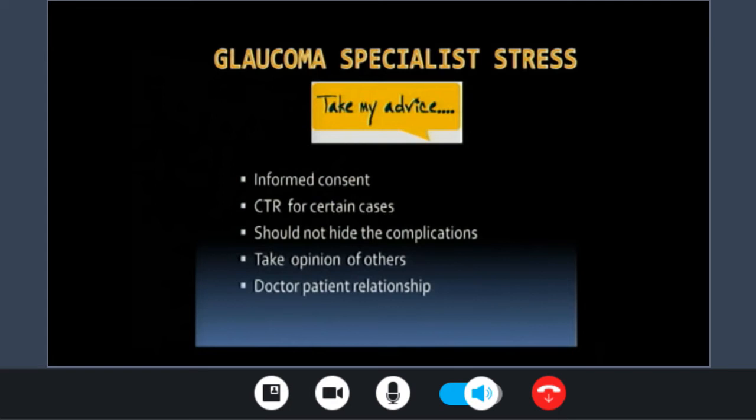All of us, maybe you have more stories about stress as glaucoma specialists, but my advice today is that to decrease the stress, you should have informed consent and discuss the case nicely with the patient and family, especially family members. Sometimes the patient will fight but the family member understands. For certain cases, consult between your colleagues, you should not hide the complications. Take the opinion of another doctor. The doctor-patient relationship is very important.